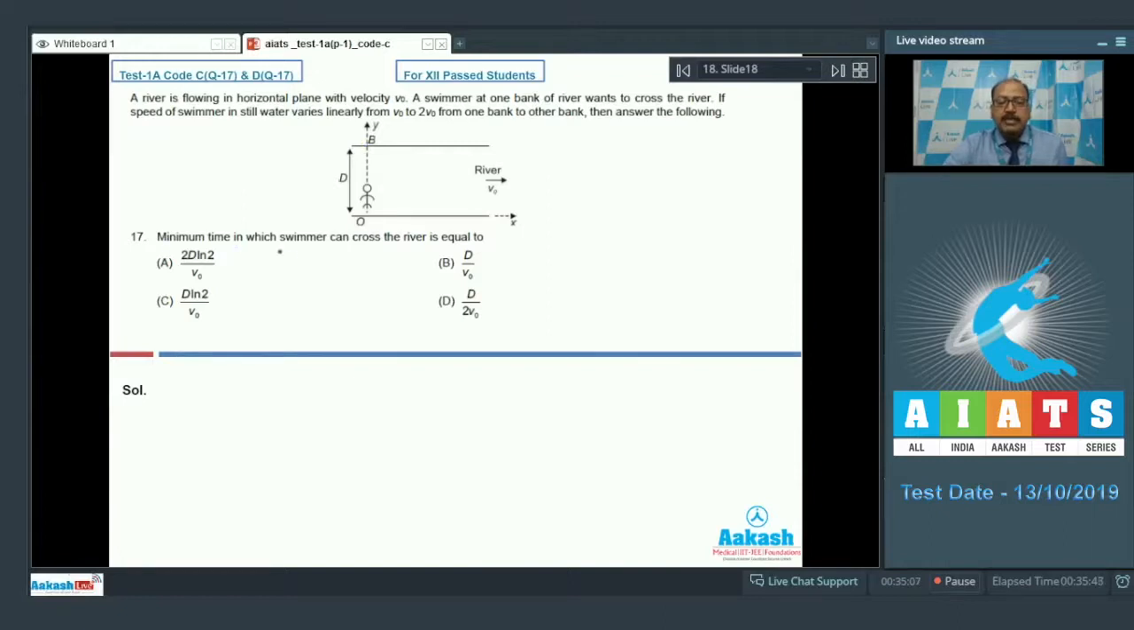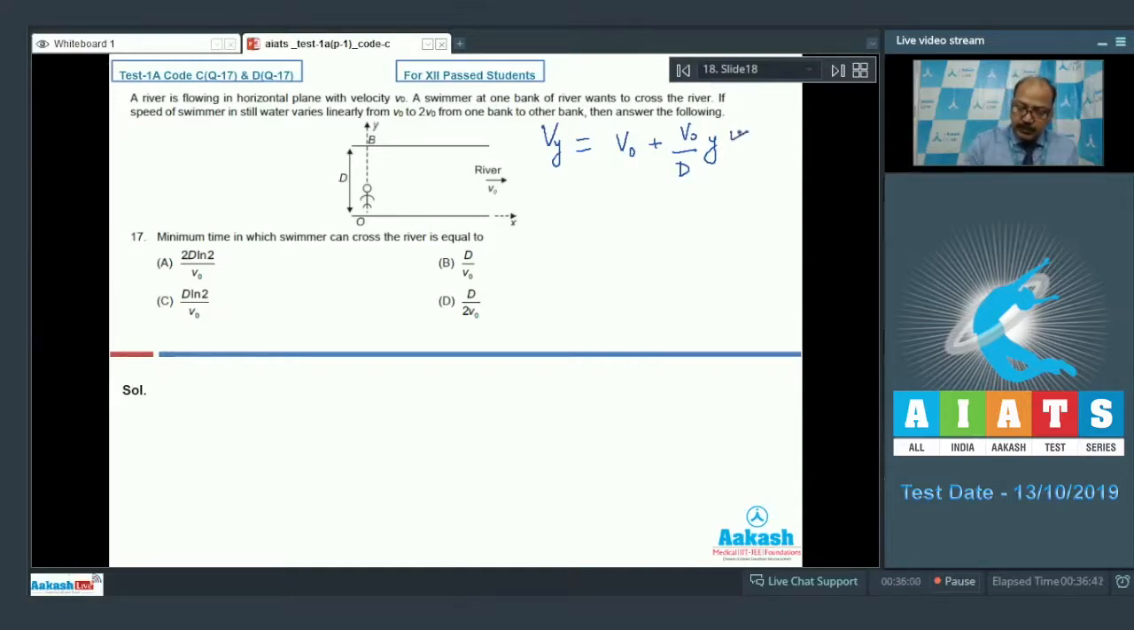And for the minimum time, the velocity of the swimmer with respect to the river always has to be perpendicular to the river. Okay. So using these two concepts, we can write now. So Vy for the swimmer will be varying from v0 to 2v0. That means we can write it as v0 plus v0 by d into y. If we put y equal to 0, we get this as v0. And if we put y equal to d, we get it as 2v0.